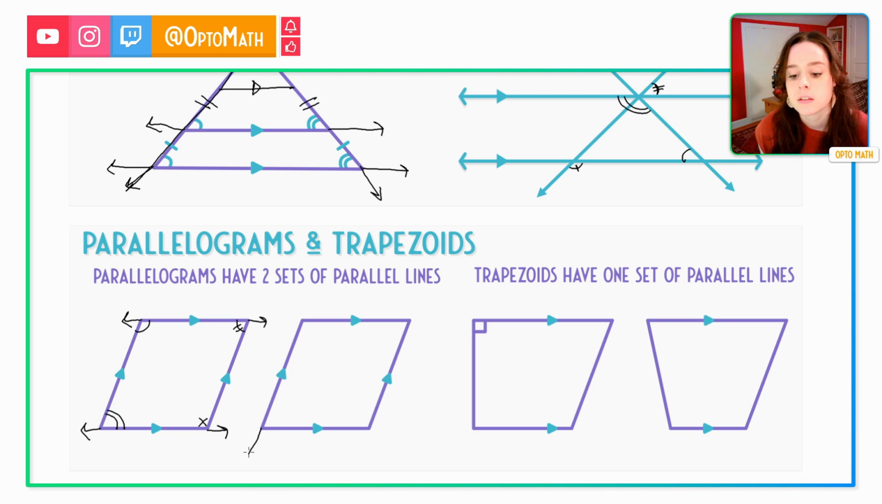But if we look at these lines as our parallel lines, because remember they have two sets, so you can look at it two different ways.